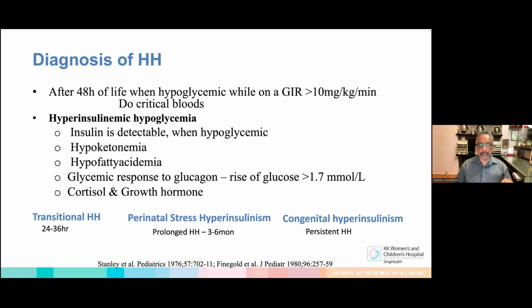We have three forms of hyperinsulinism we are talking about. One is the transitional form, which lasts for 24 to 36 hours. Perinatal stress hyperinsulinism, which lasts for 3 to 6 months. And congenital hyperinsulinism, which is a persistent form, and depends on what treatment you are giving. The resolution or the treatment, the cure, takes its own time.